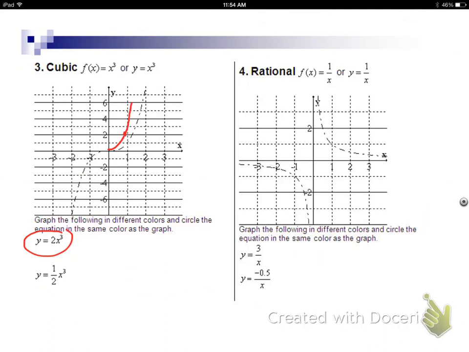Okay, so here's a cubic, 2x to the third, and then 1/2 x to the third. Okay, pause again.